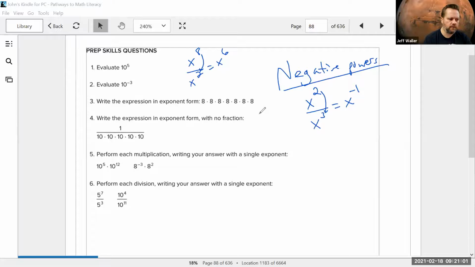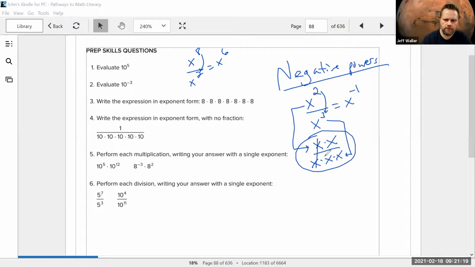Stay with me now. What's another way to write x squared? Isn't that x times x? What about x cubed? Isn't that x times x times x? How many x's cancel? 2. How many x's are left? 1. Where? On the bottom.